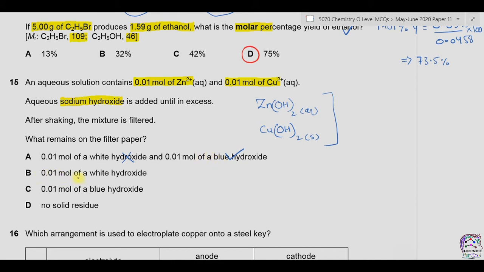B says 0.01 mole of white hydroxide, this is not present. C says 0.01 mole of a blue hydroxide, this one is correct. D says no solid residue, so this is also wrong because copper hydroxide is in solid form. So the option that is correct is C.